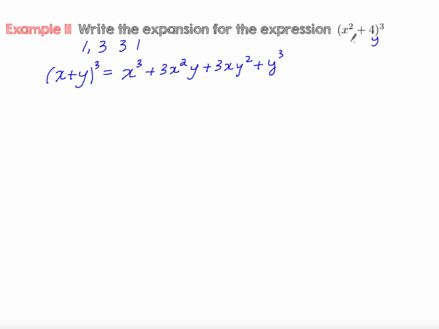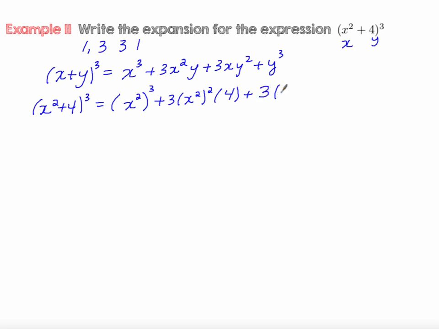Here's our y term, and here's our x term. So let's go ahead and substitute. So we could say, okay, x squared plus 4 cubed is equal to x squared raised to the third power plus 3 times x squared times your y value, which is 4, plus 3 times x squared to the first power times 4 squared plus last term is 4 cubed.